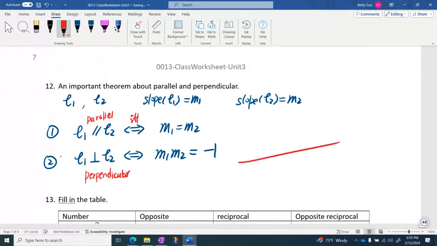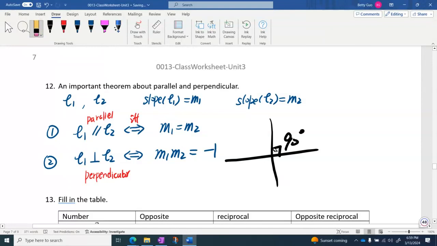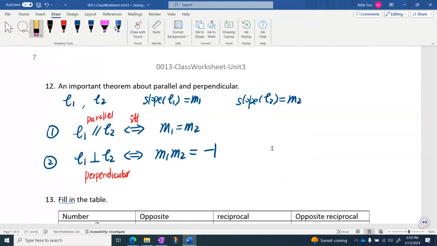Two straight lines are perpendicular means what? It means the two straight lines cross, and the angle formed by the two straight lines is 90 degrees. That is called perpendicular. If it's not 90 degrees, then they are not perpendicular. It has to be exactly 90 degrees. So we have perpendicular everywhere, right?